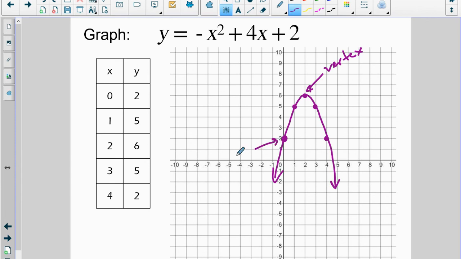We have a y-intercept at 2. We have a couple of x-intercepts here that appear to be decimal values, like a negative 0 point something on the left side and 4 point something on the right-hand side. We got all those different features of a parabola that opens down this time.